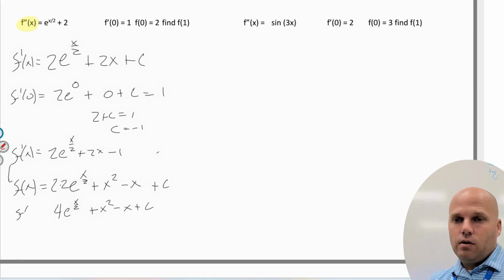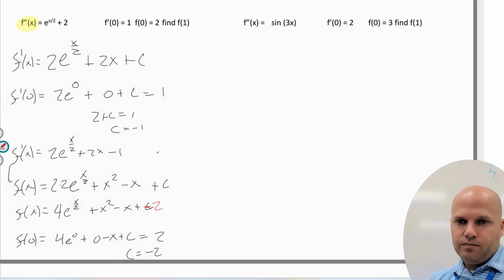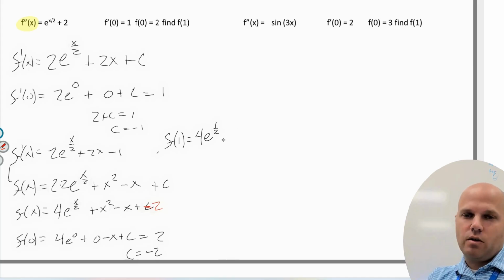We have f of 0 is 2. So I have 4 e to the 0 plus 0 minus 0 plus c equals 2. So that means c will equal, this is 4, I'm going to subtract 4 from both sides, -2. So this becomes a -2. That means f of 1 is going to be a weird looking number, but whatever. 4e to the half plus 1 minus 1 minus 2. So plus 1 minus 1 is 0, minus 2 is -2. So this is my answer.